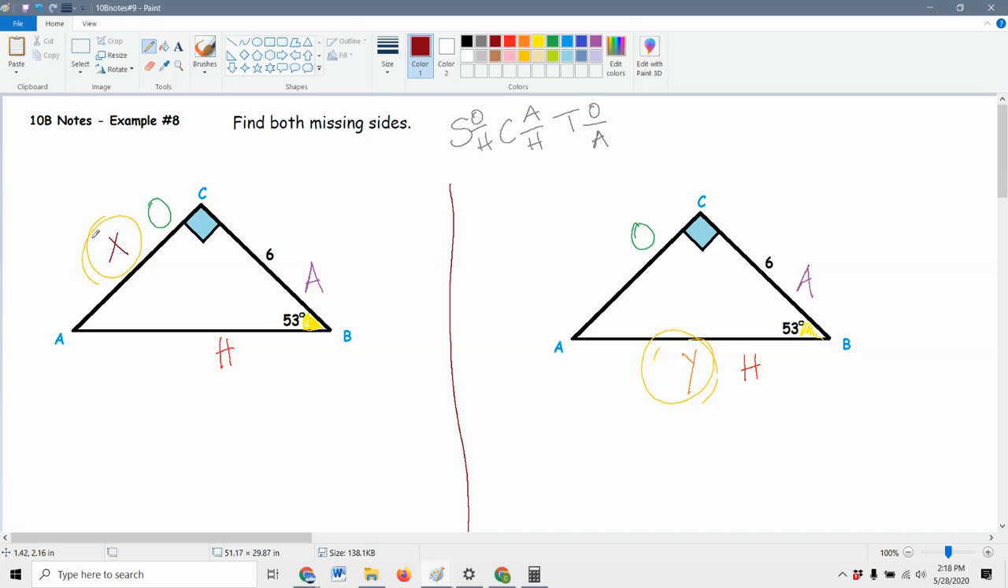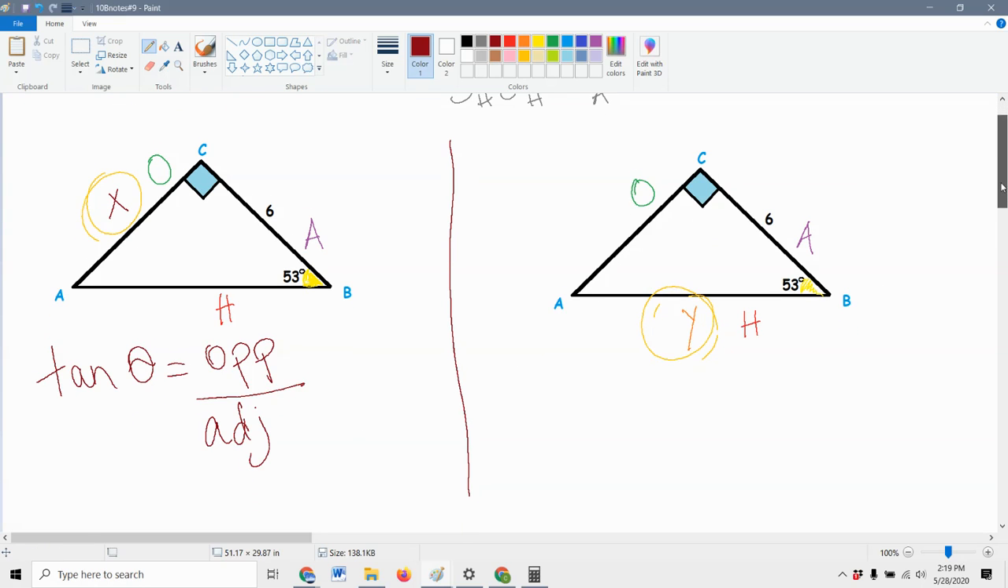When we're looking for this side x, we have the opposite side that the variable's on, and the adjacent side where we have a length measurement, 6. So the opposite and the adjacent. The trig identity that deals with opposite and adjacent is tan. So the one we're going to use is tan of theta. Tan of theta is equal to the opposite side divided by the adjacent side. That's the trig identity that I'll use for that one.